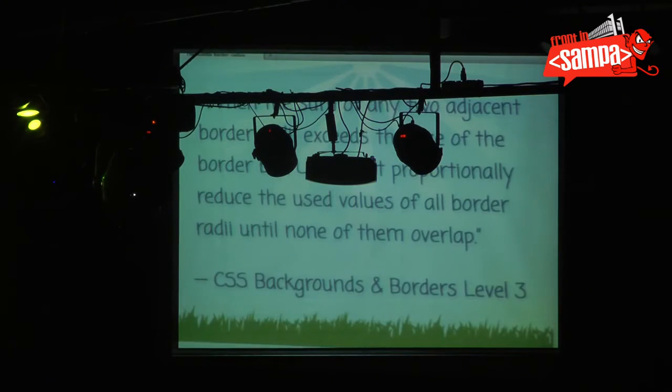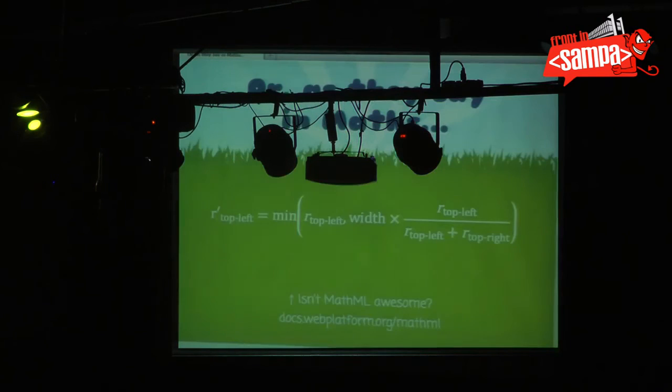In the language of the spec, this is written as, when the sum of any two adjacent border radii, adjacent means they're next to each other, exceeds the size of the border box, UAs must proportionally reduce the used values of all border radii until none of them overlap. So I know this might sound a bit confusing, so just keep in mind what I told you. If it doesn't fit, all of the curves are scaled down, not just the one that doesn't fit, all of them. If you find maths easier to understand, that's how it looks. That's just for one corner.